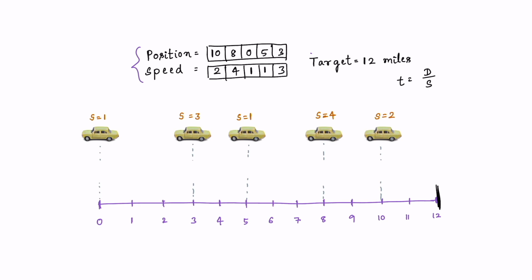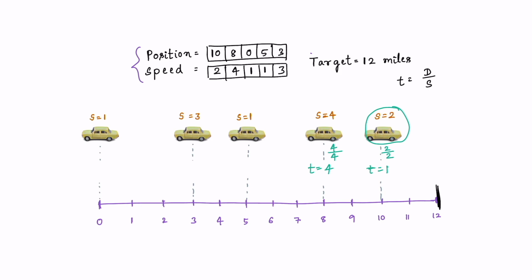For each of these cars, let's try to find the time it takes for them to get to the destination at their current speed. So for the car at 10, the distance to the destination is only 2 miles and it's moving at a speed of 2 miles per hour, so time is equal to 1 hour. Car at position 8 is at a distance of 4 miles away from the destination and it's moving at 4 miles per hour, so the time it takes for it to get to the destination will be 1. This is assuming there is no car in front of it for now.